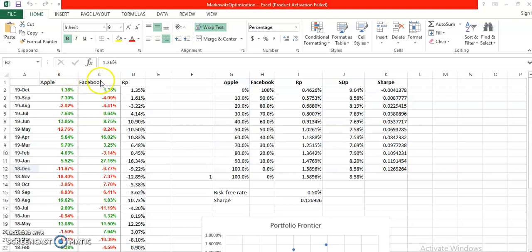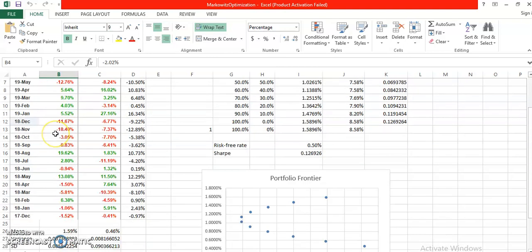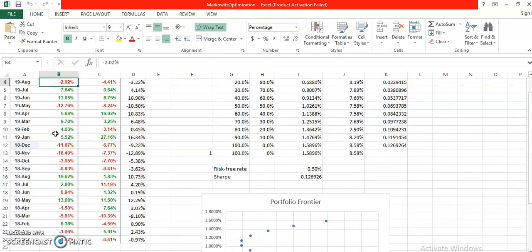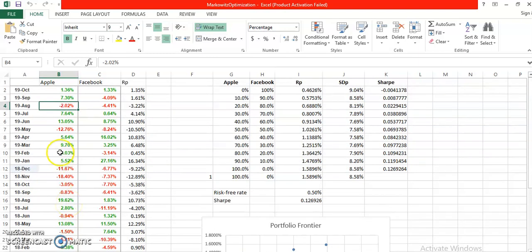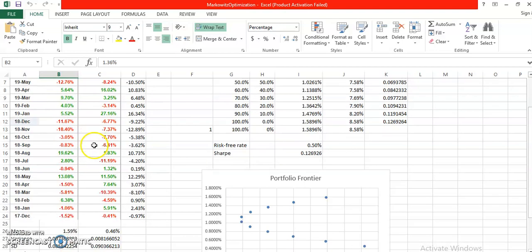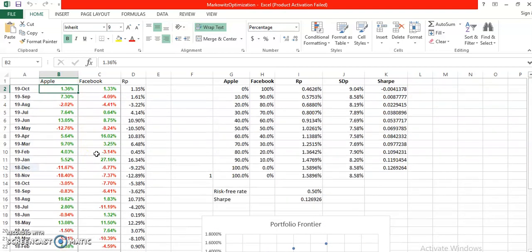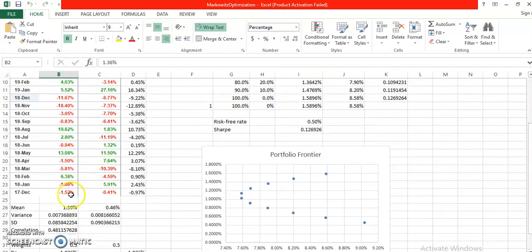One is Apple, the other is Facebook stock, and they range over a 2 year time period from 19th October 2019 to 17th December in 2017. I mean, there are around 24 or 23 values in this data set. So the monthly data has been taken, the average returns or the overall returns for the month have been calculated for both the stocks, and now we try to find out different results based on this data.